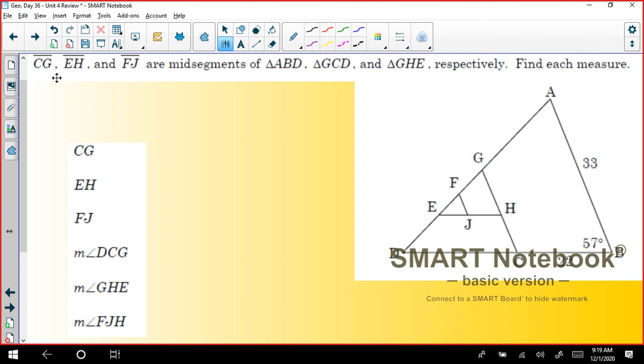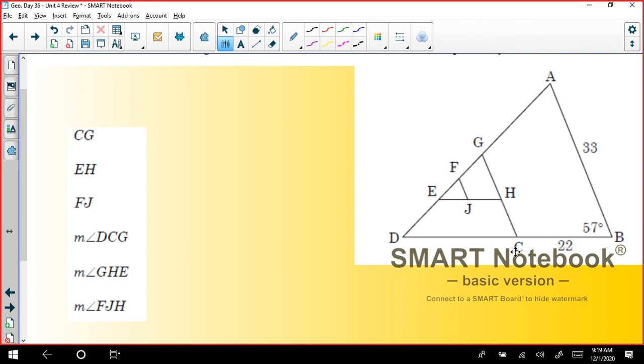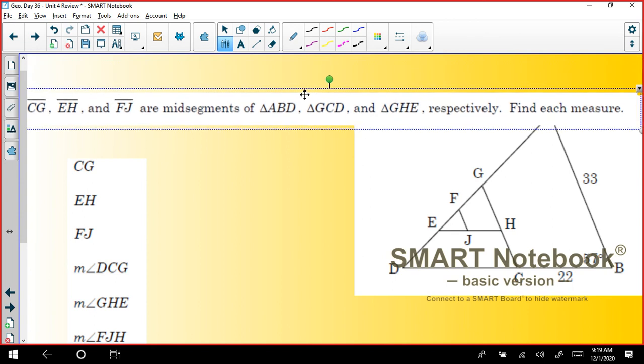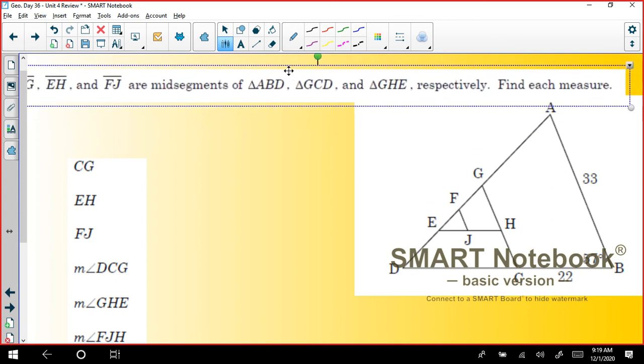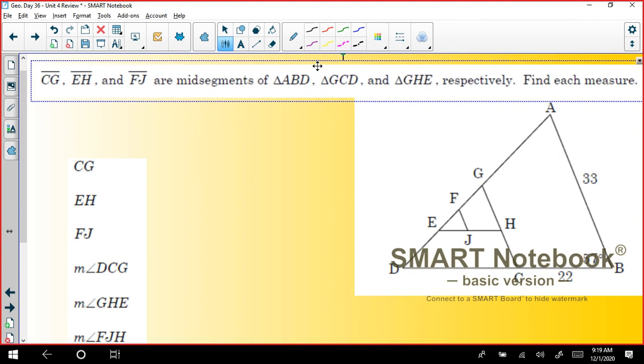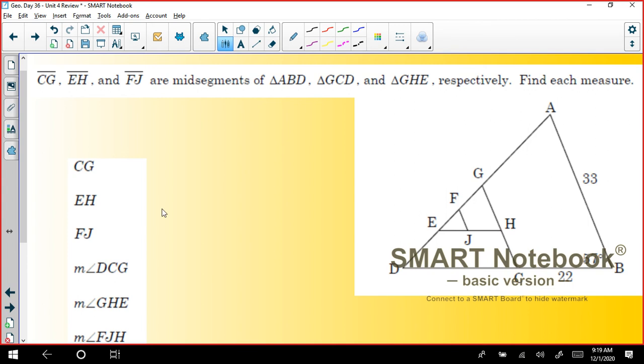You have CG, EH, FJ as the mid segments in this triangle. Find each measure. So find CG, EH, FJ first, then you can try the others. Okay, try this first.